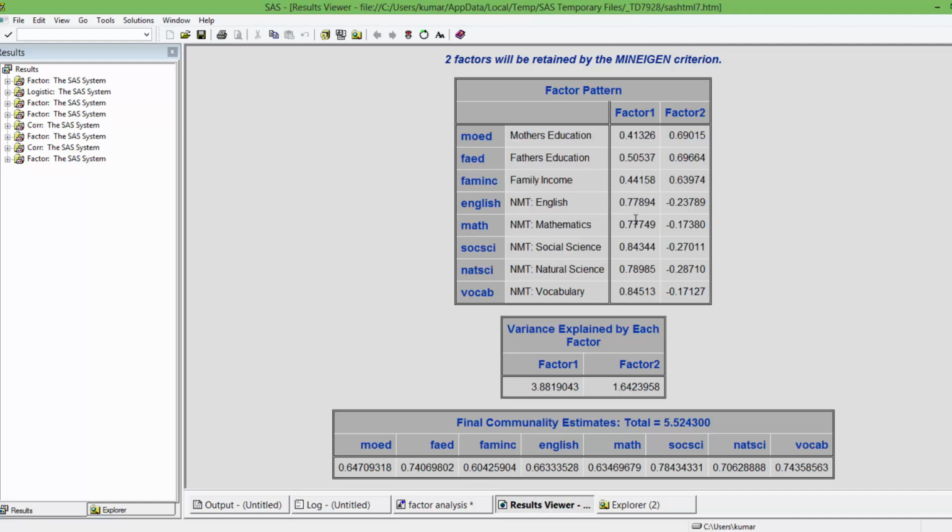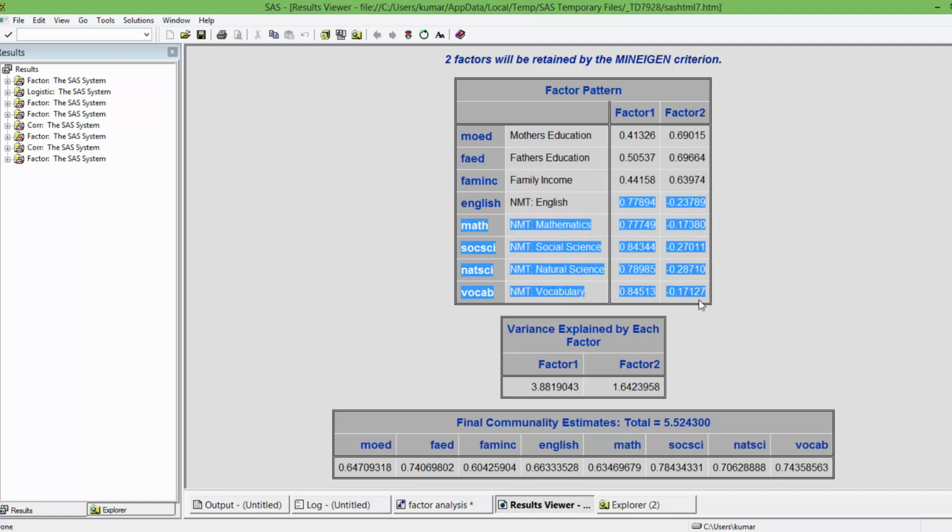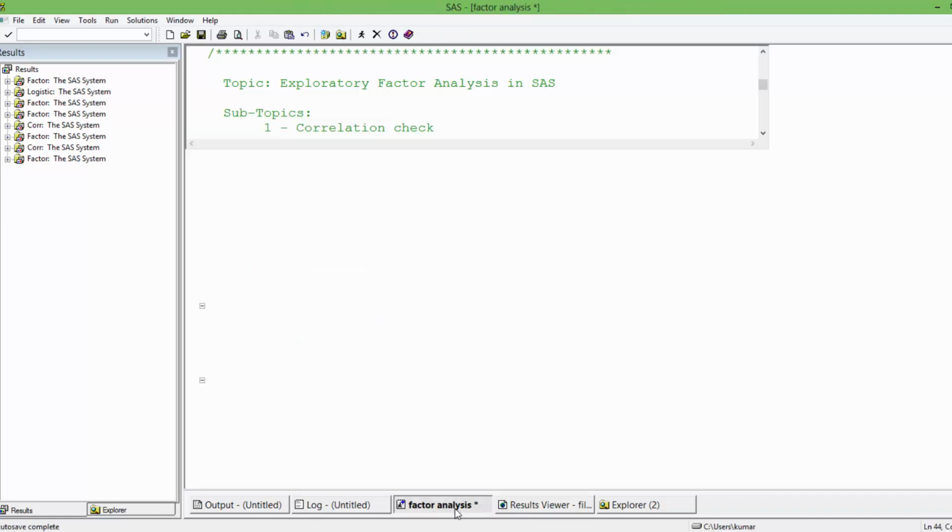Okay, in the last 5 variables, in all the cases, the coefficient for factor 1, you can see it, is higher than the coefficient for factor 2. Hence, we can club these 5 variables into factor 1. Okay, so that's how we group the variables. Factor analysis is all about grouping variables into one single factor, right?